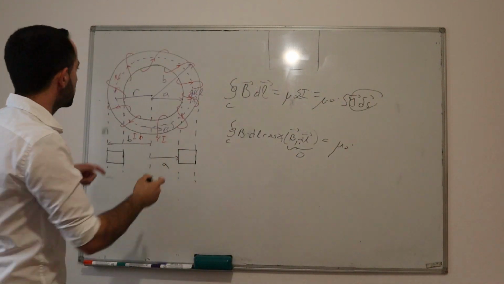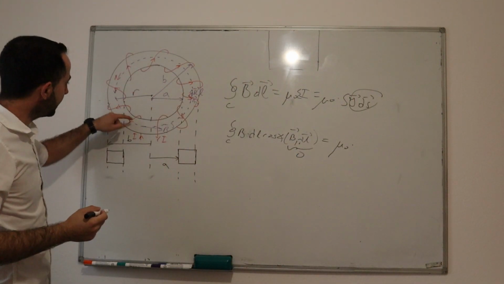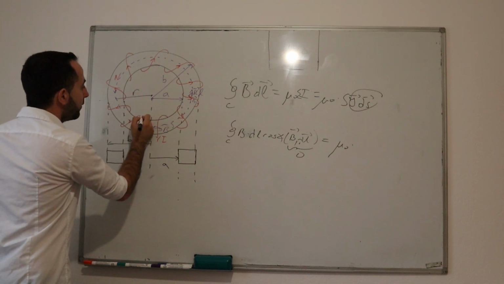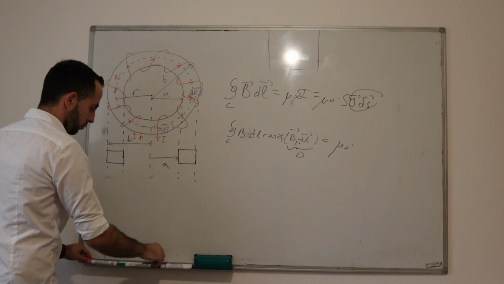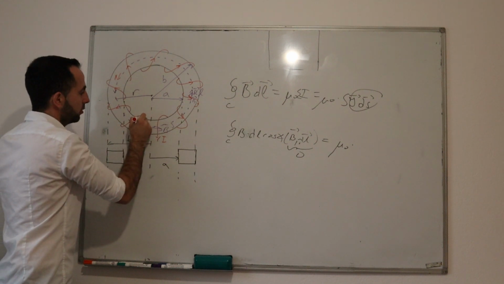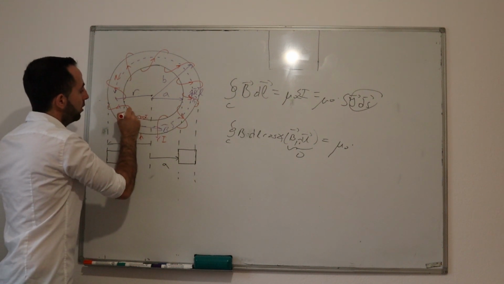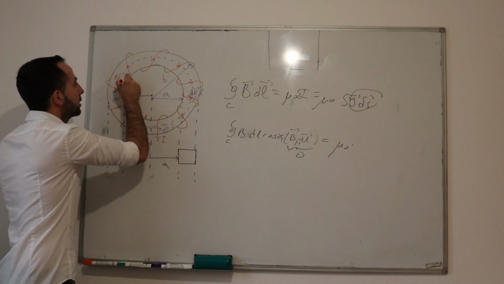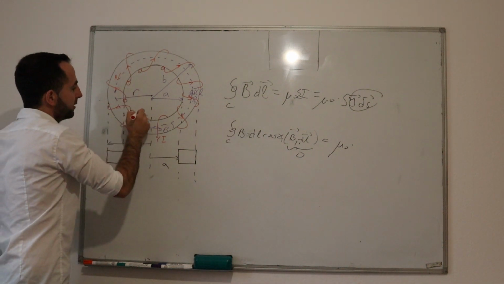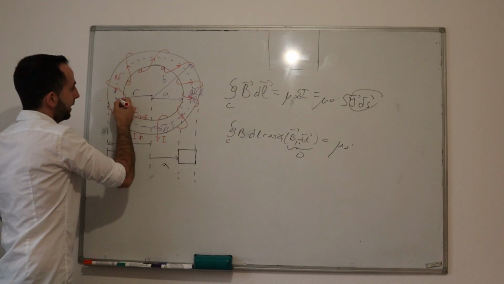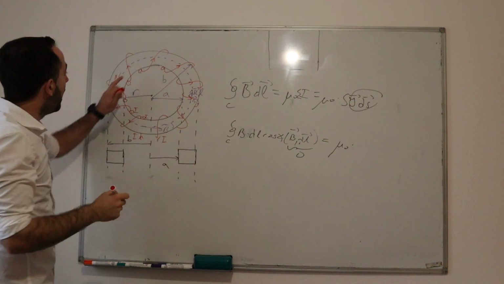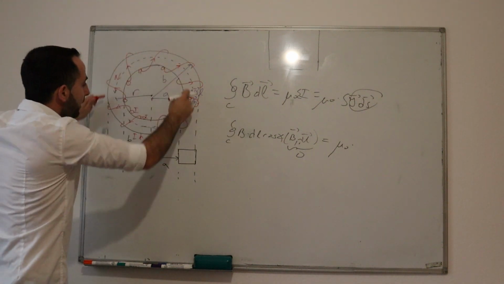Now, inside our contour there are currents, I. So where is the current here? I, for example, comes from in this direction. So this is the direction of current I. Here, this is the direction. Here, this is the direction. Here, this. Here, this. Here, this. So this is one I, second I, inside of my surface, inside my contour. Third, fourth, fifth. So how many I's do I have inside my contour?